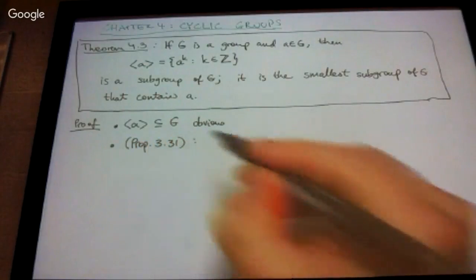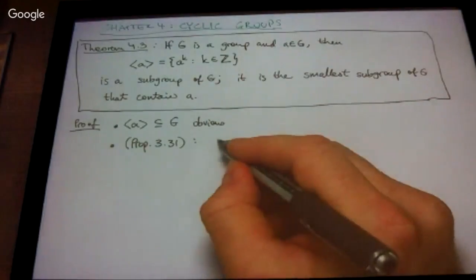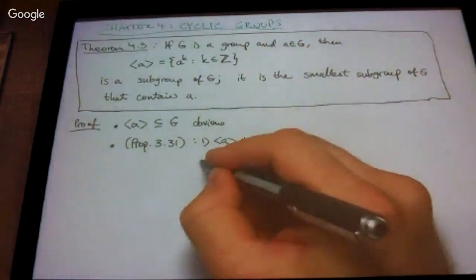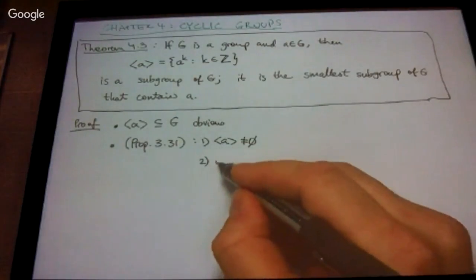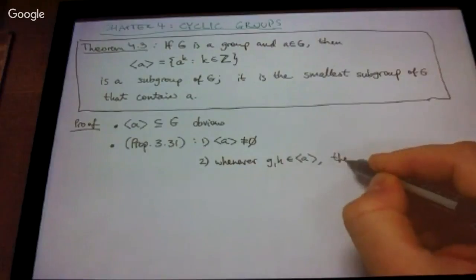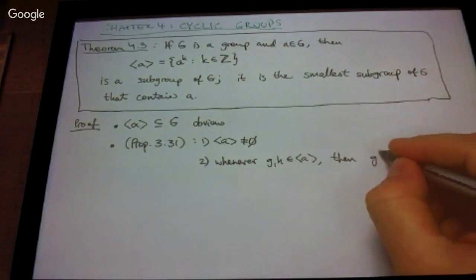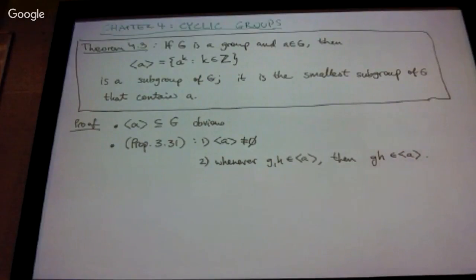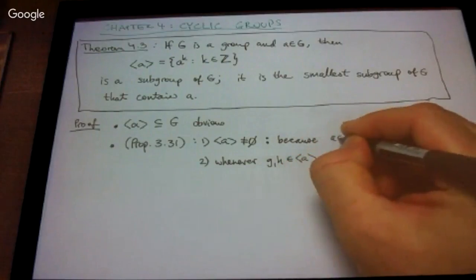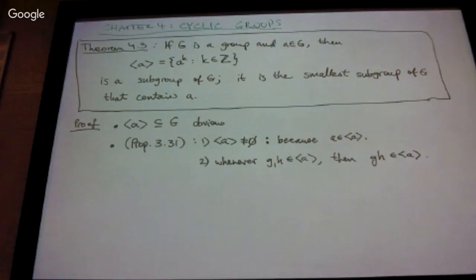If you don't remember it, you have to show two things according to this proposition. The first thing is that it's not empty. Here's one: A belongs there, so it's not empty. There's at least one element. The second thing is that it's closed: whenever G and H are generated by A, then their product is also generated by A, so it's a power of A.